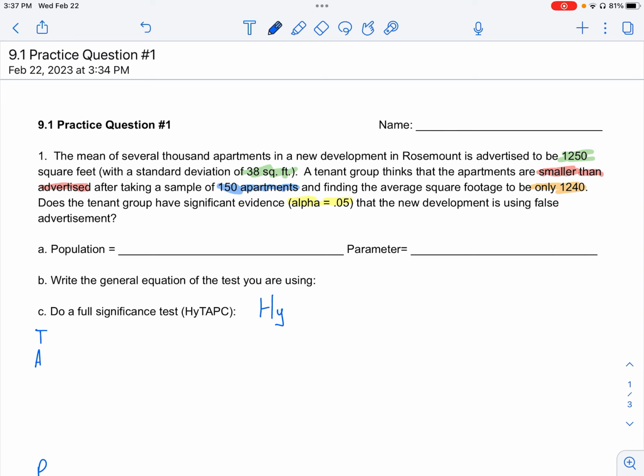All right. The population is several thousand apartments that are being built in Rosemont. The parameter is the mean square footage of one apartment.